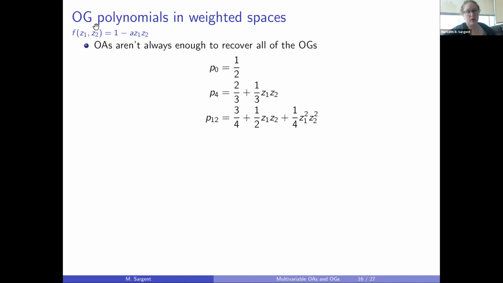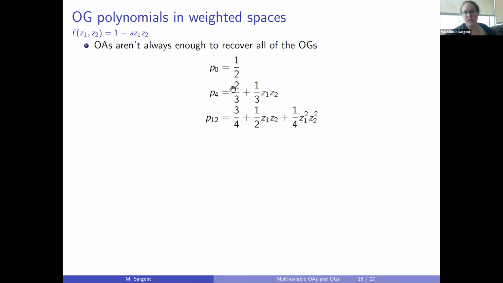Here's the f I'm going to look at approximating: 1 over 1 minus z1, z2. You choose A appropriately to make sure that you have your 0 on the boundary. Boundary behavior is more interesting, so we like putting zeros on the boundary. And you'll notice that here I've only written P0, P4, and P12. The reason for that is because P1 is also 1/2, and P2 is also 1/2, and P3 is also 1/2. And then P4, well, that's the same as P5 through P11.